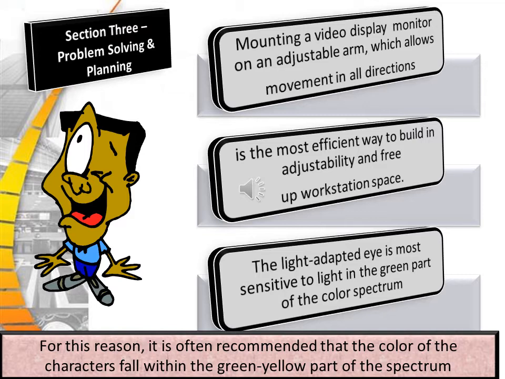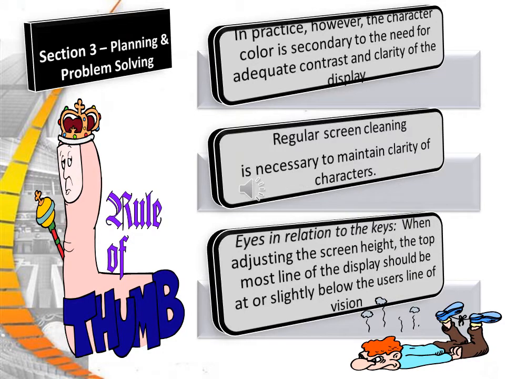The light-adapted eye is most sensitive to light in the green part of the color spectrum, and it is for this reason it is often recommended that the color of the characters fall within the green-yellow part of the spectrum. In practice, however, the character color is secondary to the need for adequate contrast and clarity of the display. Regular screen cleaning is necessary to maintain the clarity of characters.